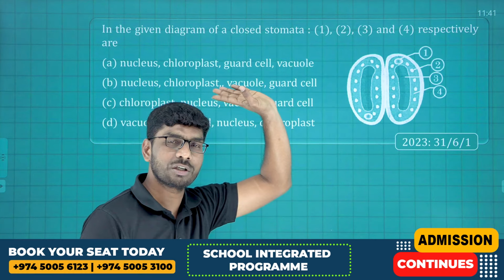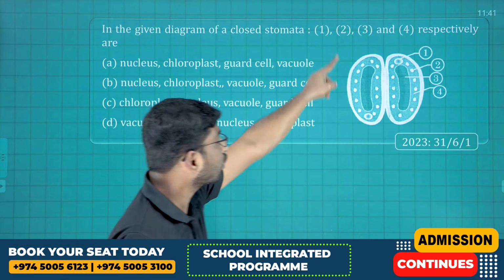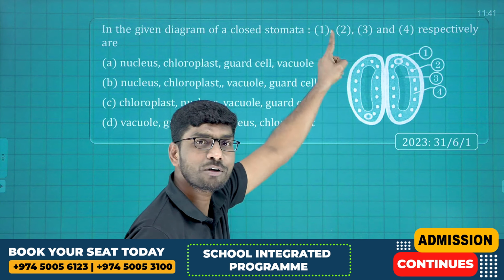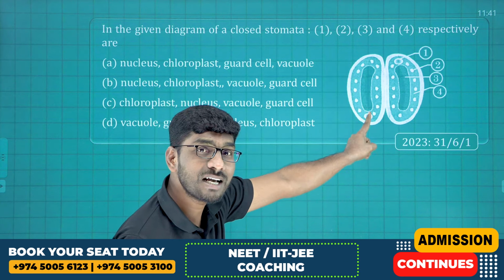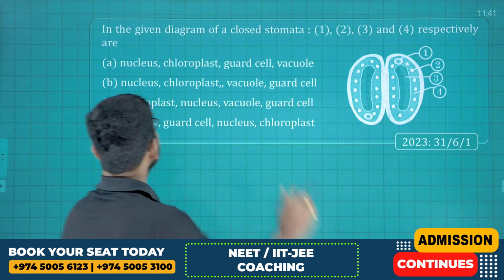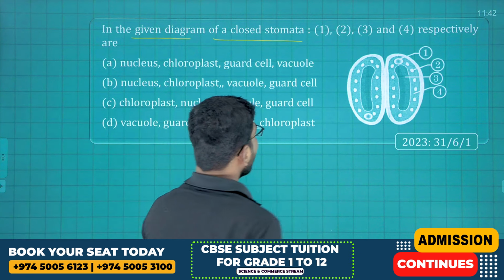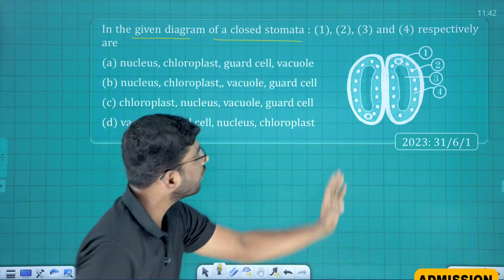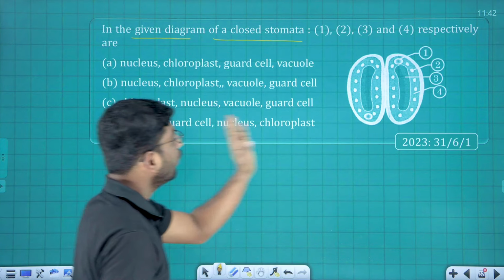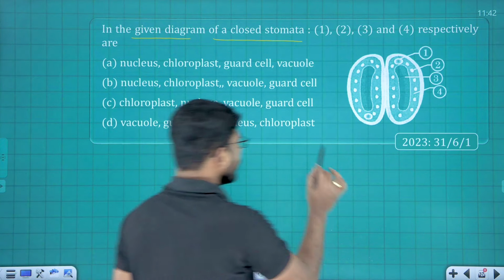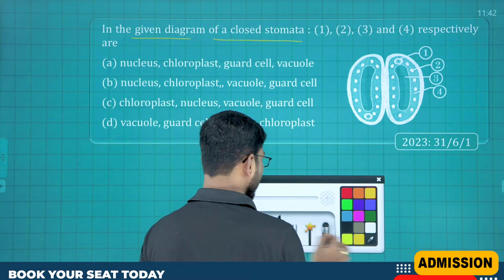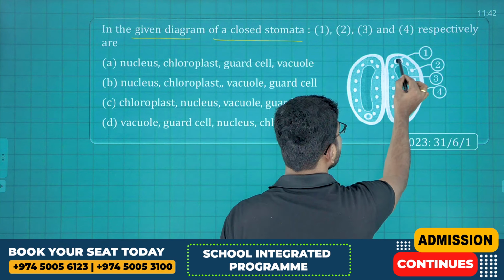In 2023, a diagram based question. Look at here. This is a closed stomata. Stomata close, so guard cells shrink. Yes or no? Look at here what is mentioned. In the given diagram of a closed stomata, 1, 2, 3, 4 respectively are... Okay, what is this one? So shall I write the one is nucleus? This is a nucleus.